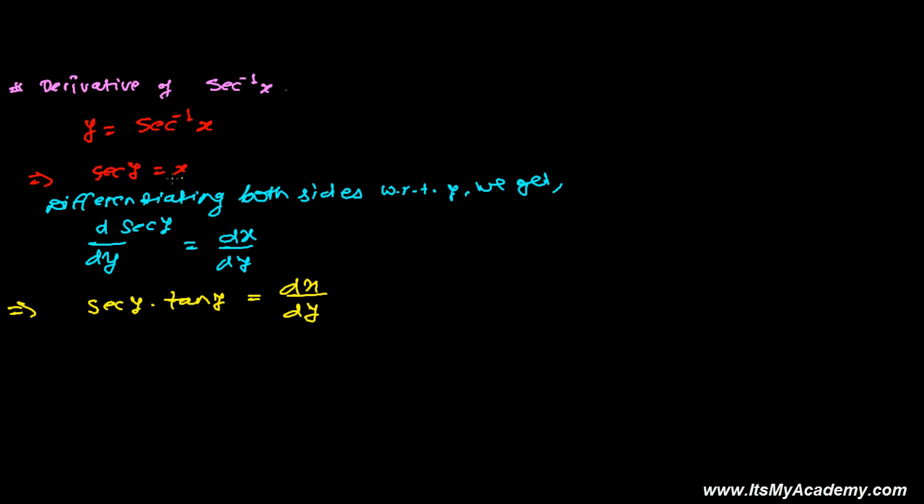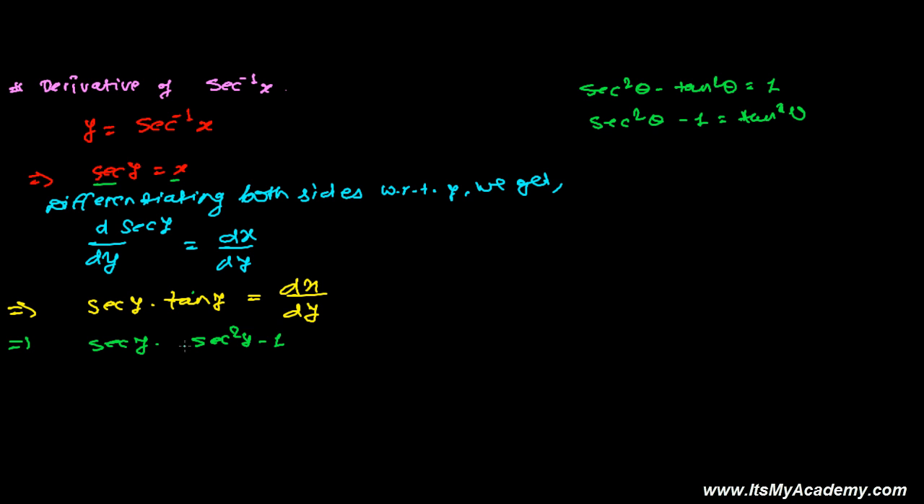Now, we know that sec y equals x, but we have tan y. So what to do? But we know one thing from the very starting level of trigonometry: sec square theta minus tan square theta equals 1. So we can write sec square theta minus 1 equals tan square theta. So instead of tan y I can write the root of sec square y minus 1, because here it is tan square and here it is just tan.